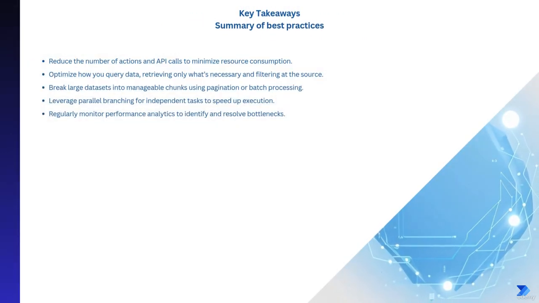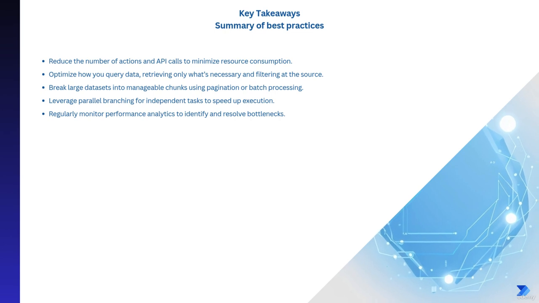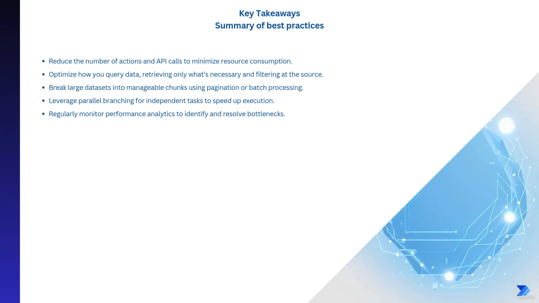Key takeaways: reduce the number of actions and API calls to minimize resource consumption. Optimize how you query data, retrieving only what's necessary and filtering at the source. Break large data sets into manageable chunks using pagination or batch processing. Leverage parallel branching for independent tasks to speed up execution. Regularly monitor performance analytics to identify and resolve bottlenecks.